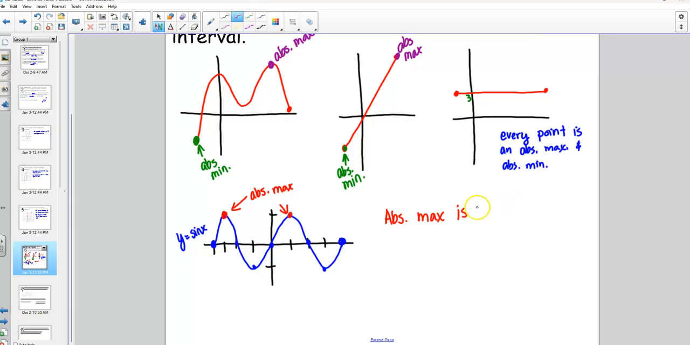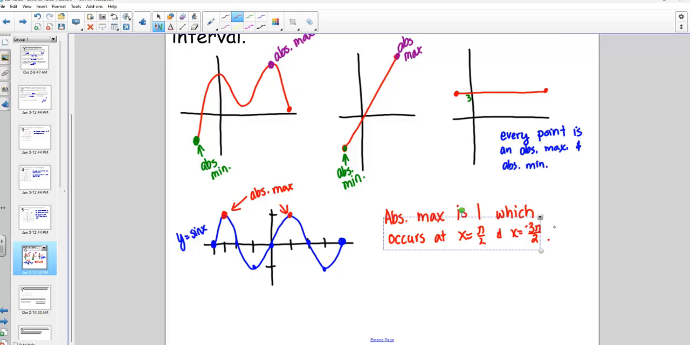So absolute maximum is 1. So there's only one maximum, but when we say which occurs at, we got 2 places it happens. x equals pi over 2, and x equals negative 3 pi over 2. Right, and then we could do the same thing for the minimums. There are two points that are absolute minimums, but there's only one y value that is the absolute minimum.